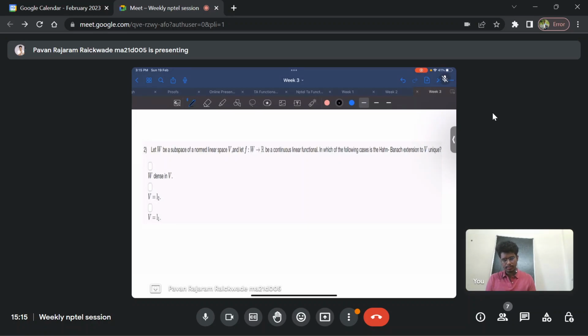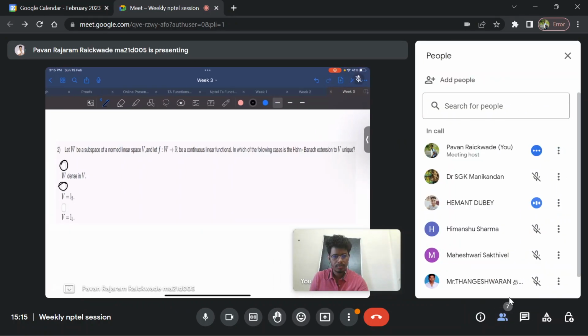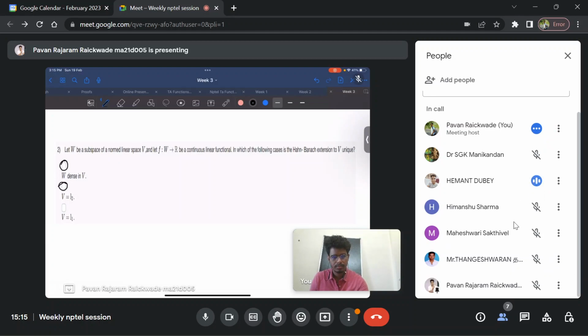Sir, in the case of a Hilbert space and if W is dense, the first and second should be true, I think. I'm sure about dense, but in the case of Hilbert, I'm not sure. I'm not remembering the proof of this theorem right now, but I have read it somewhere.